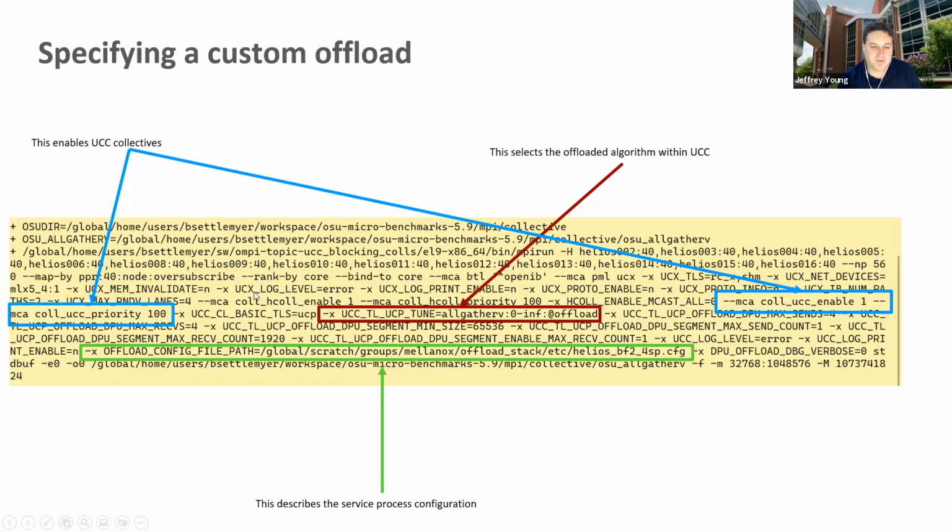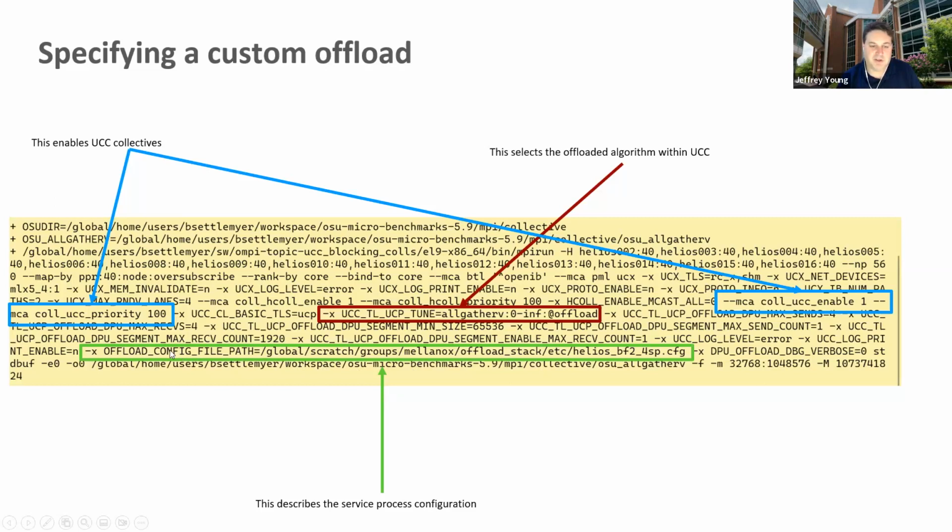You'll notice there's also hcall that's being enabled in the line before that. And then we're specifying a particular algorithm within the UCC stack. So this red box here, we're saying UCC transport layer for UCP. We're using the all gather primitive to accelerate this offload.